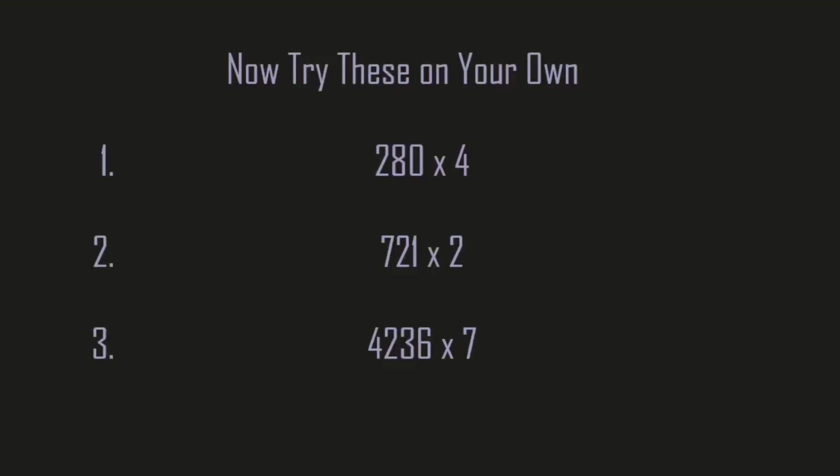So let's take a look at the first question. 280 times 4. So let's set it up first. 280 times 4. So what you're going to do is 4 times 0. So that's a 0. And then 8 times 4, which is 32. So 3 goes here, circle it, and then 2 goes here.